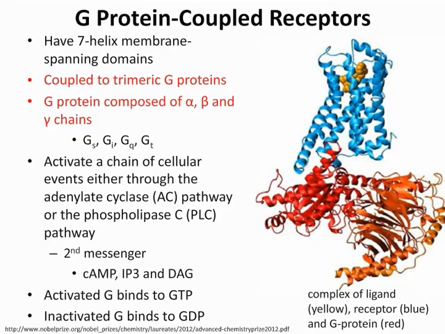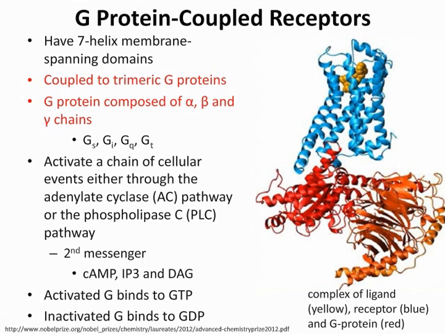So remember earlier we talked about heptahelical receptors. Remember, they're also called G protein-coupled receptors. They have a 7-helix membrane spanning domain. They have a trimeric G protein, and that trimeric G protein is composed of alpha, beta, and gamma chains.